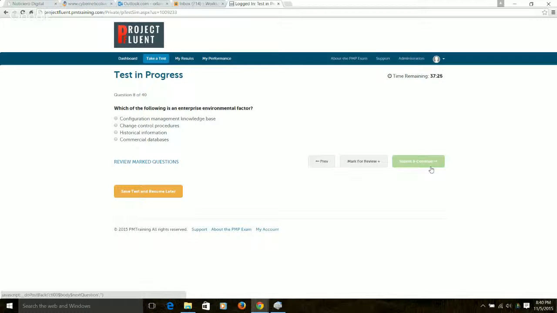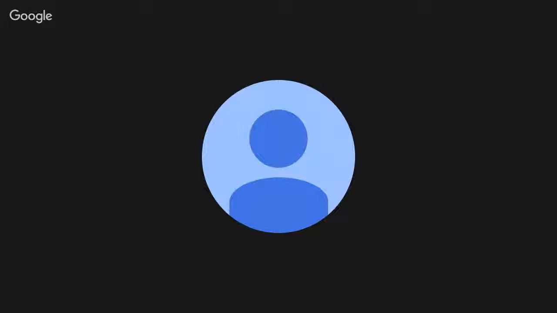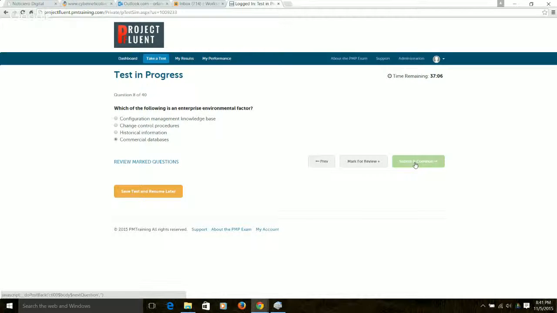The first one is configuration management knowledge base. The second one is change control procedures. The third one is historical information. And option D, commercial databases. Yeah, it's a commercial database. In my opinion, because that's more of industry. Exactly. But you see, when you understand the definition, how easy it is to pinpoint the right answer.